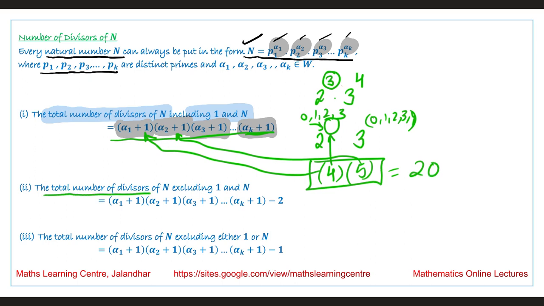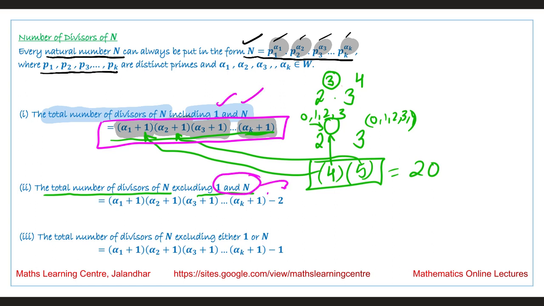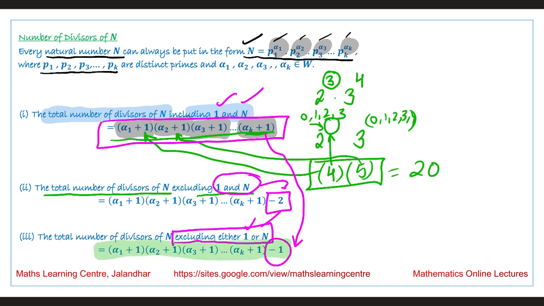Next is the total number of divisors of n excluding 1 and n. The total number of divisors we have includes 1 and n, so if we exclude these two numbers, we subtract 2. Next is the total number of divisors of n excluding either 1 or n. One of 1 and n is excluded, so we are subtracting 1 from this term. This will give us the answer that either one of these two will be excluded.